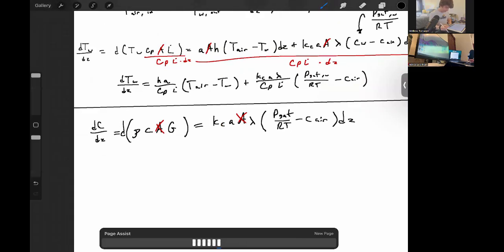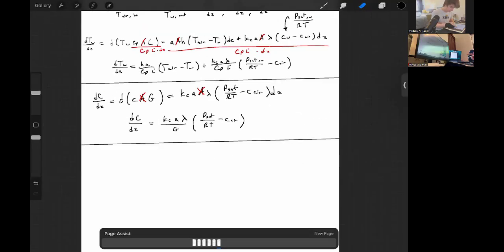And now we can go ahead and just do some algebra. The change of concentration per change of Z is going to be our mass transfer multiplied by our packing, multiplied by our enthalpy of vaporization over our rho of G. And that's going to be multiplied by P sat over RT minus C of air. And let's go ahead and begin the next part.